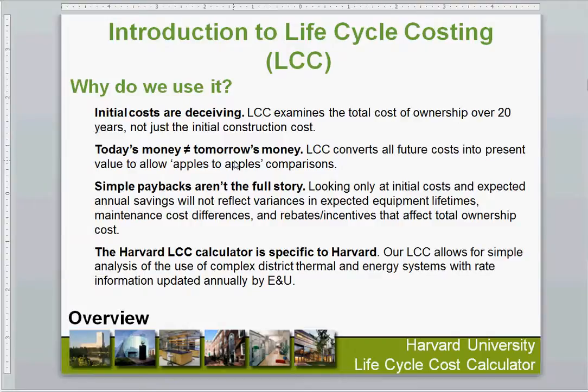And finally, the reason we use this calculator at Harvard is because we're able to make it specific to Harvard. Harvard has some district utility systems that would be kind of hard to really understand outside of something specific to Harvard. And all of our rate structures, escalation, discount rates are consistent. So whether it's the business school or the law school or the extension school that's doing an analysis, by using the same calculator, we end up with similar results, and we know we're getting equivalent comparisons across the different departments, which is very important.